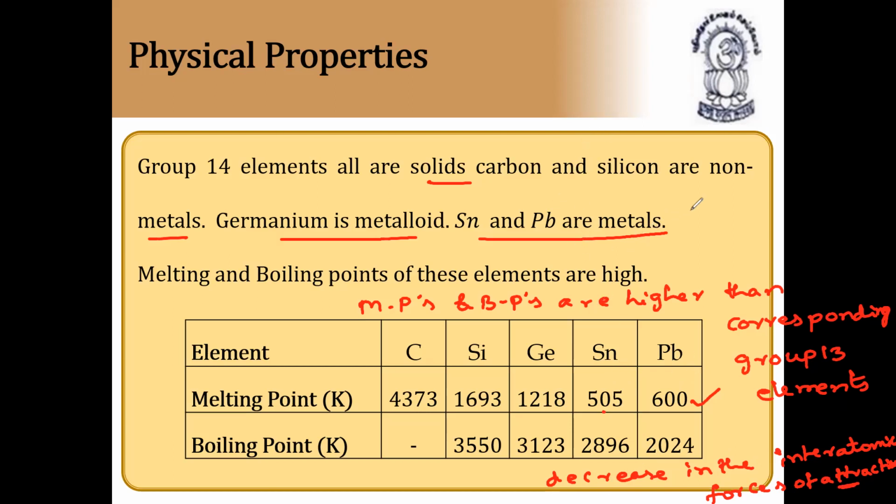So the order for melting points is carbon greater than silicon, greater than germanium, greater than lead, greater than tin. Tin has the least. These orders they will definitely ask. Wherever you have exceptions, those exceptions are very important from the examination point of view, for entrance exams. They will ask exceptional orders only. So melting points and boiling points are higher than those of corresponding group 13 elements. Next, continuation.